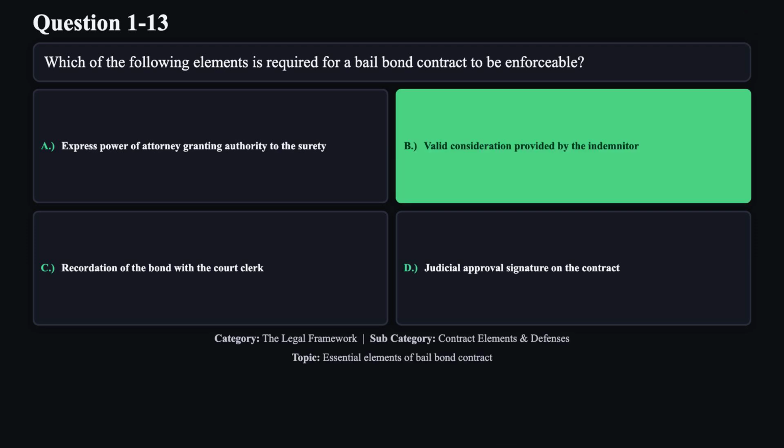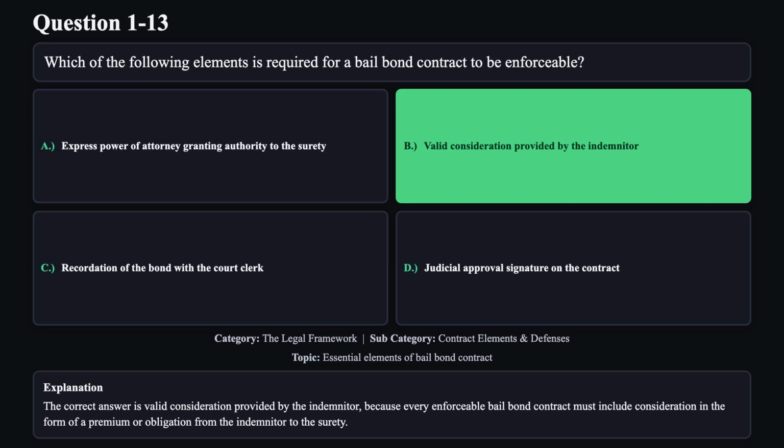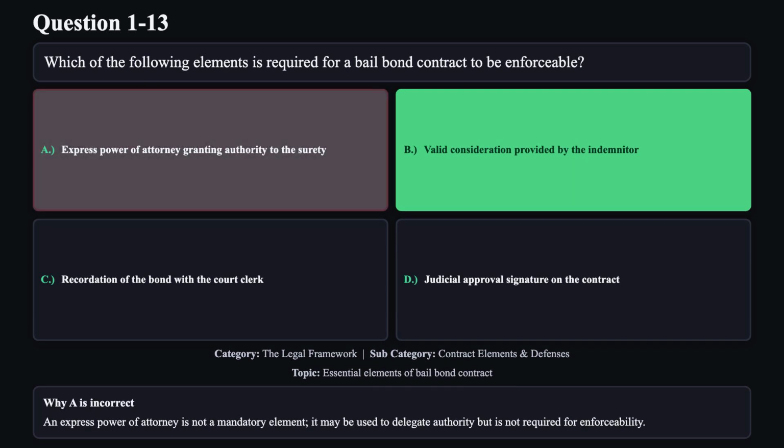The correct answer is B. The correct answer is valid consideration provided by the indemnitor, because every enforceable bail bond contract must include consideration in the form of a premium or obligation from the indemnitor to the surety. Reason A is not correct. An express power of attorney is not a mandatory element. It may be used to delegate authority but is not required for enforceability.